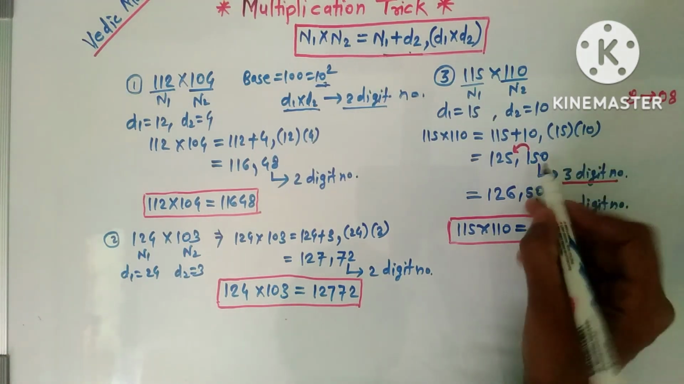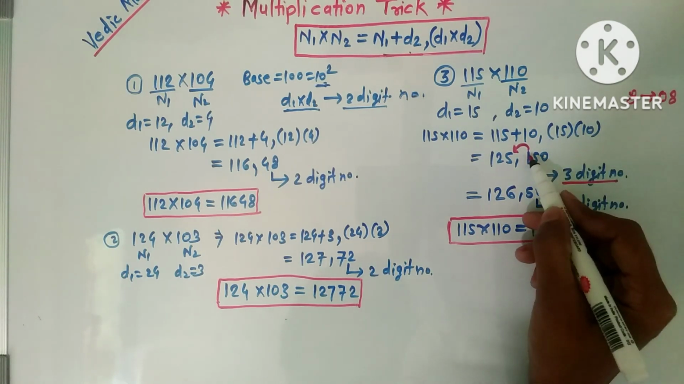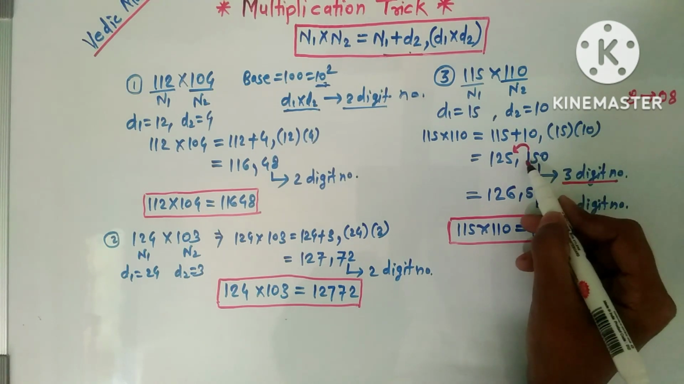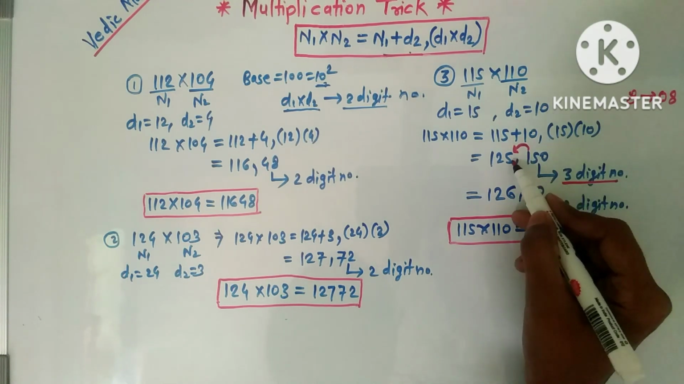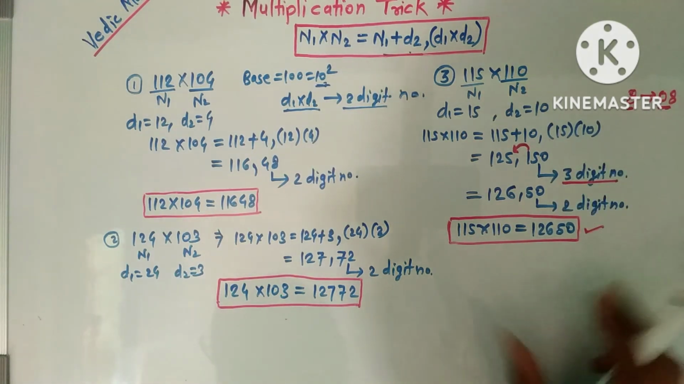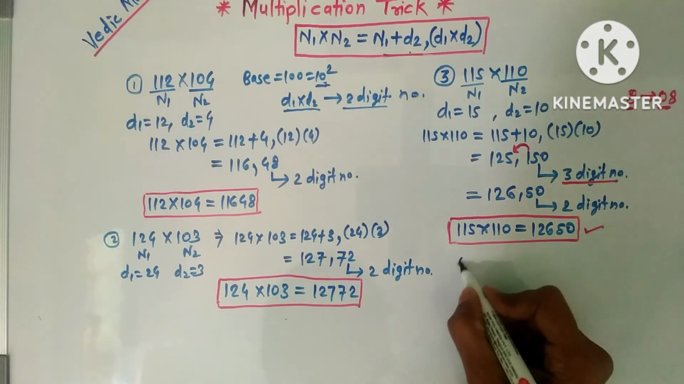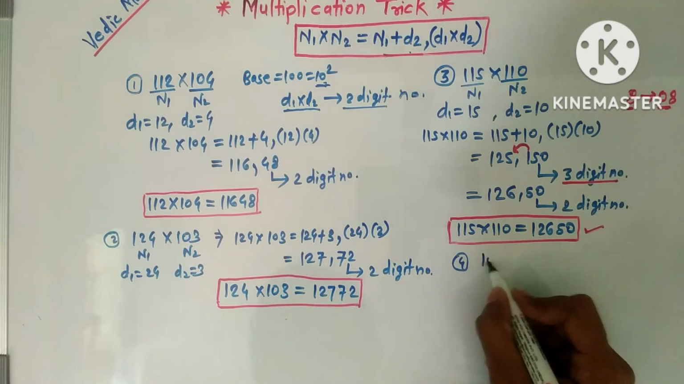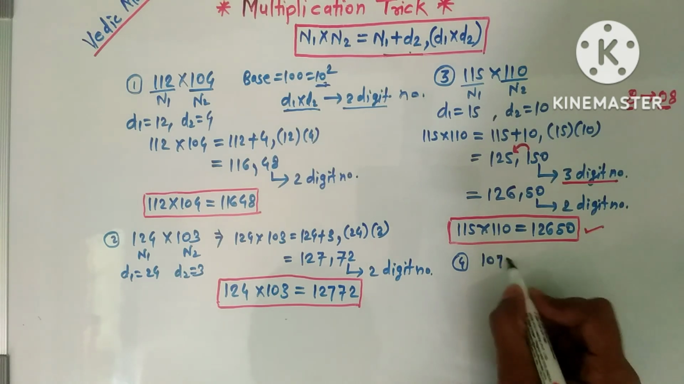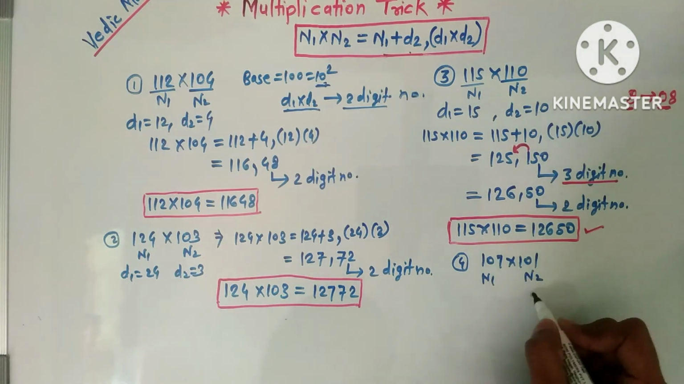So if the product of D1 and D2 is coming as a 3-digit number, that time you have to take the carry and add it to the next number. And if only a 1-digit number is coming, that time you have to write 8 like 08. So in this way you can find the product of any numbers. Now we will take one more example. 107 into 101. See, here N1 is 107 and N2 is 101.